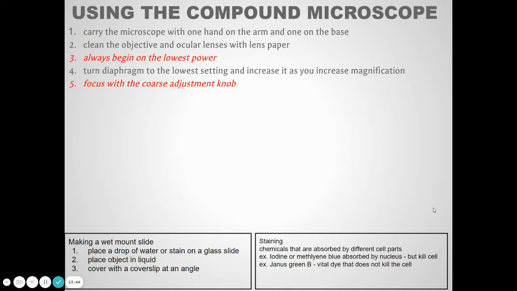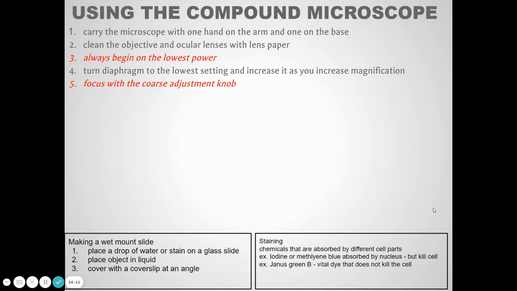So once you have your slide on, you're on low power, you start using the big knob, which is called the Coarse Adjustment knob. You look through, you turn this knob until you can see the specimen. You got to make sure what you're looking at, the little part on the slide, is right in the middle of the light. You turn the Coarse Adjustment until it comes into focus, and then you're good.